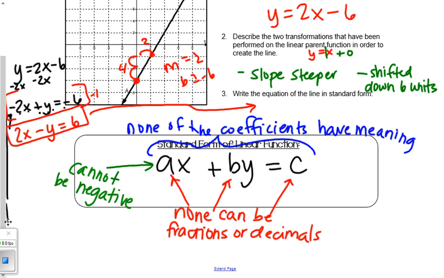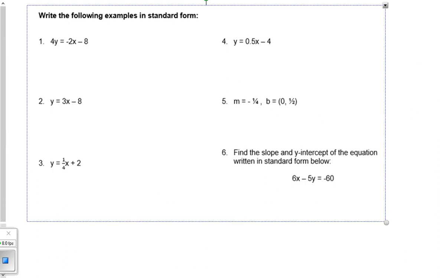You can't look at that and know what the slope is. It's literally just another way of arranging all of the terms in the equation. So let's try another one. Let's try a bunch more, actually.